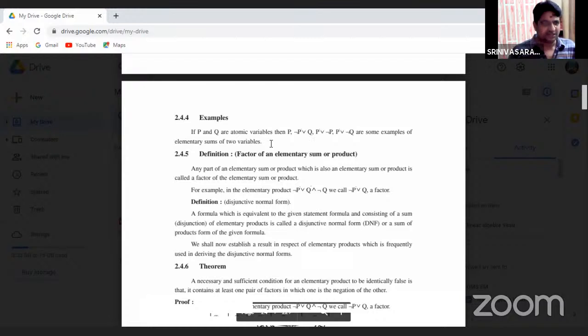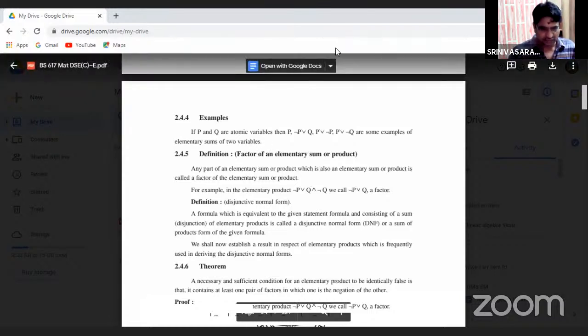Now, define the elementary sum and elementary product with examples. That type of question is also given here. Okay, that's it. Next one.